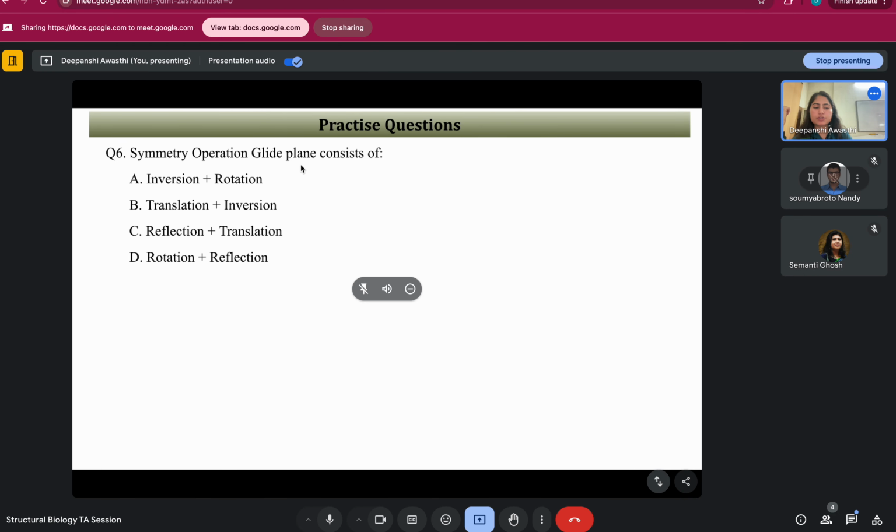Okay, then comes the next question. The symmetry operation glide plane consists of: option A, inversion and rotation; option B, translation and inversion; option C, reflection and translation; and option D, rotation and reflection. So this is about the glide.